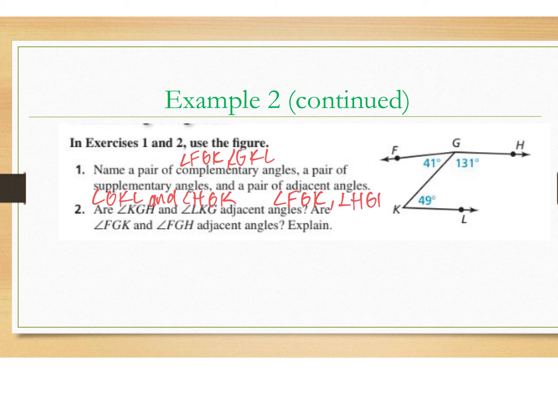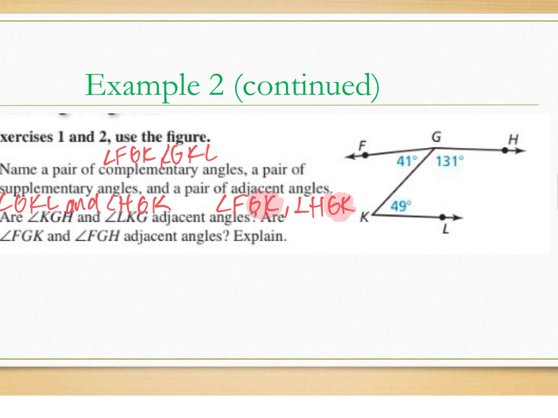Adjacent angles have to share how many letters? 2. Do these share 2 letters? Yes, they share G and K. Now, not all angles that share 2 letters are adjacent. That's not a determining factor. That's just a way to check whether these 2 are going to be adjacent. You have to look at the figure and see, do you see how FGK is right next to KGL or KGH? They have to be right next to each other, but they can't share interior points. Okay?